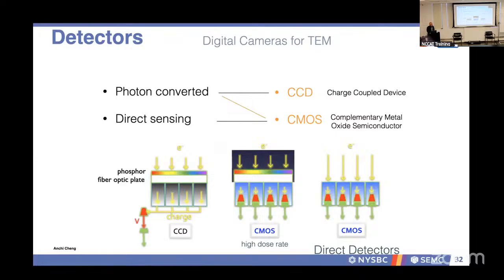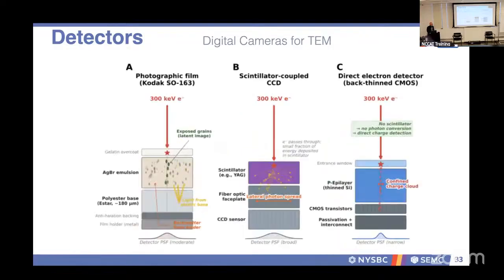And that has really pushed the resolution forward because we don't have to do any of these conversions. So back in the day when we were using film, there was a particular type of grain size and there was a particular resolution regime that we could access. CCDs have a broader point spread function than direct detectors, especially CMOS direct detectors. Something that can happen with the scintillator is that when an electron hits a scintillator, you can have off-target effects, shot noise, and so that's really why we had such a large point spread function.